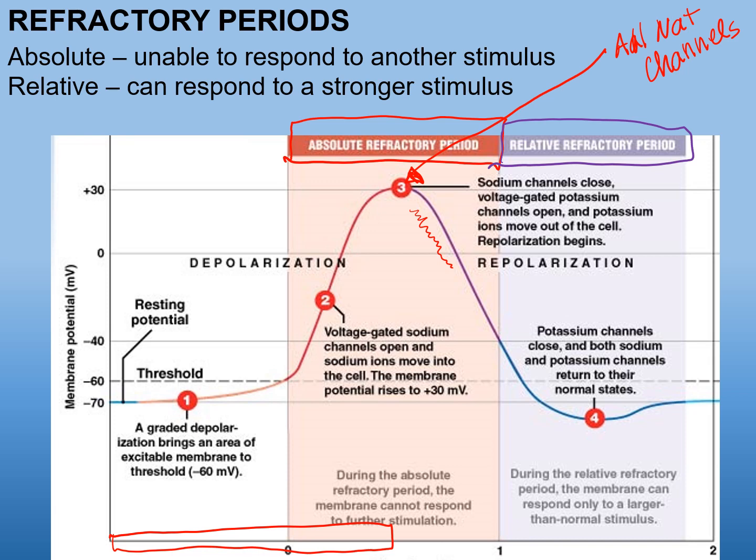The difference between these two is the state of sodium channels. In the absolute, there are no more I can use. I can't recruit any more. In the relative, the sodium channels start to close, and therefore I can get another action potential by reopening them.